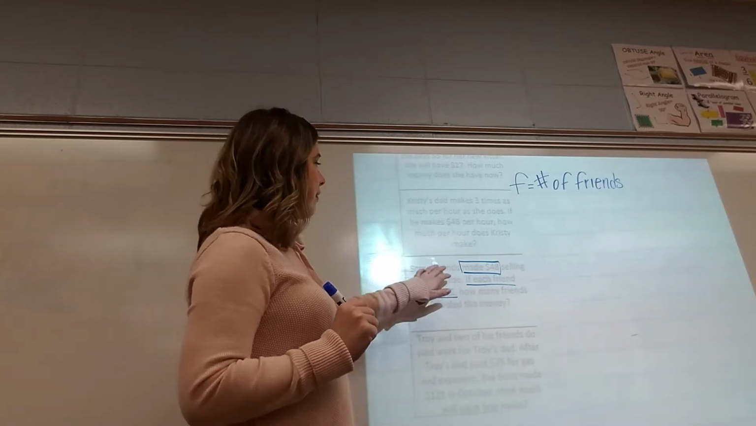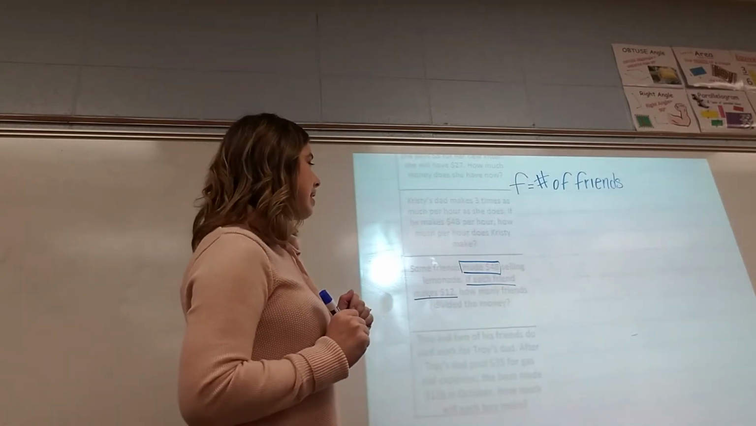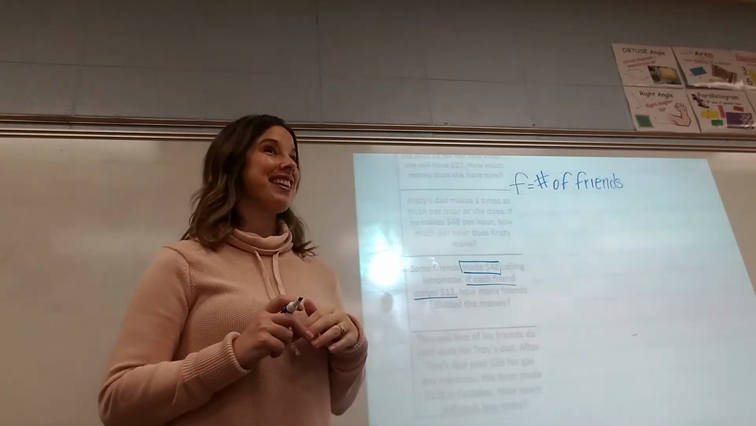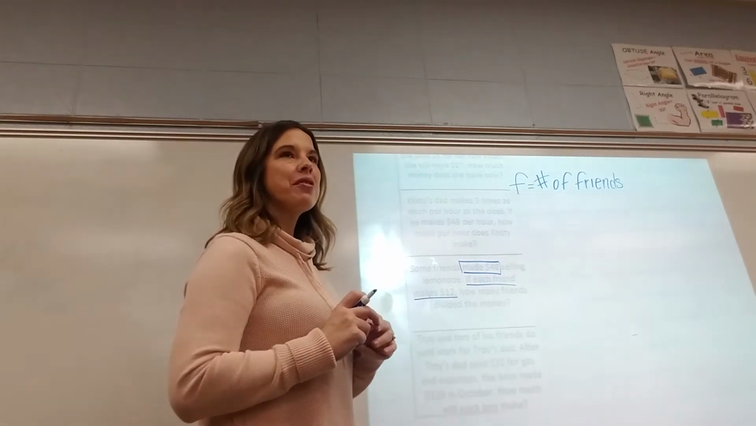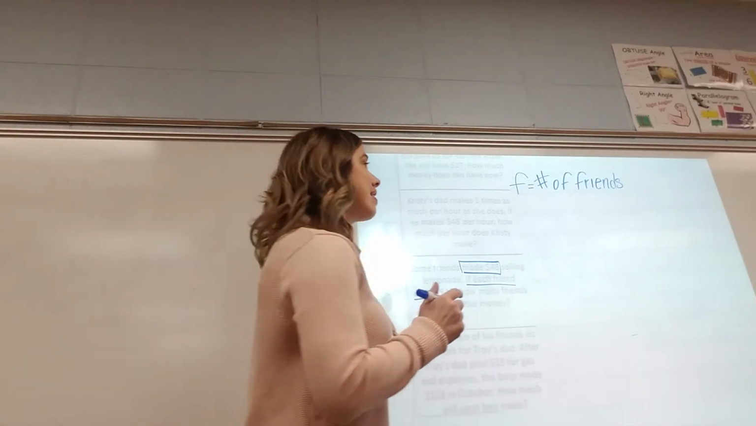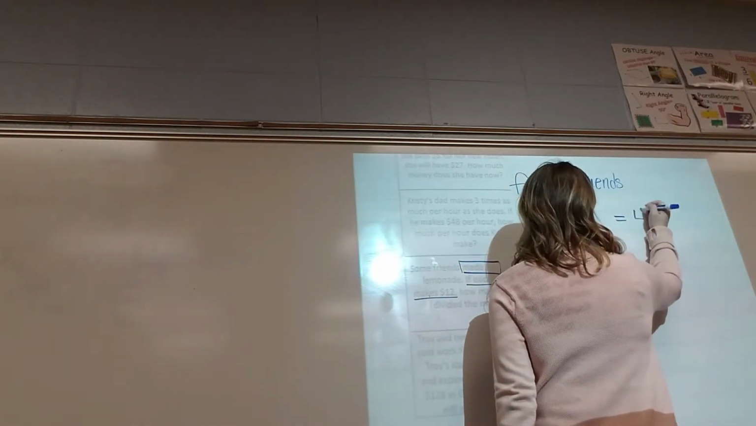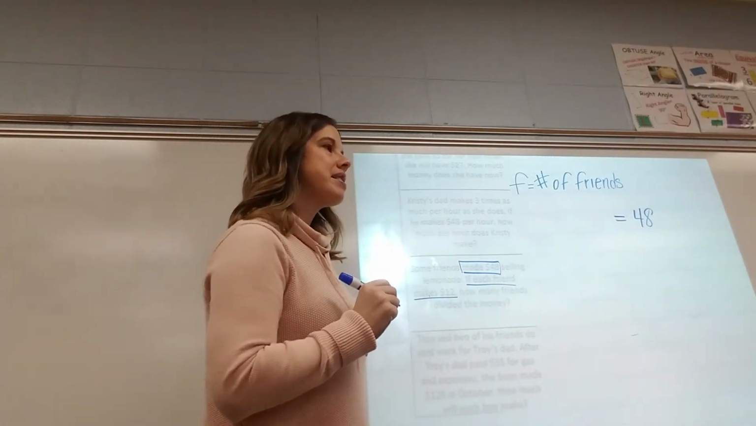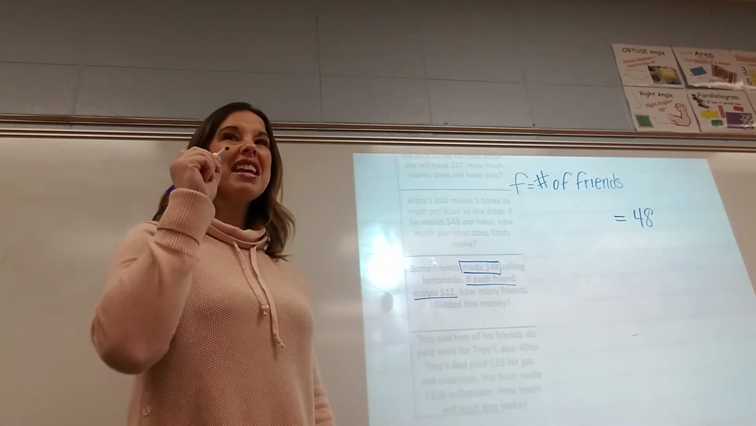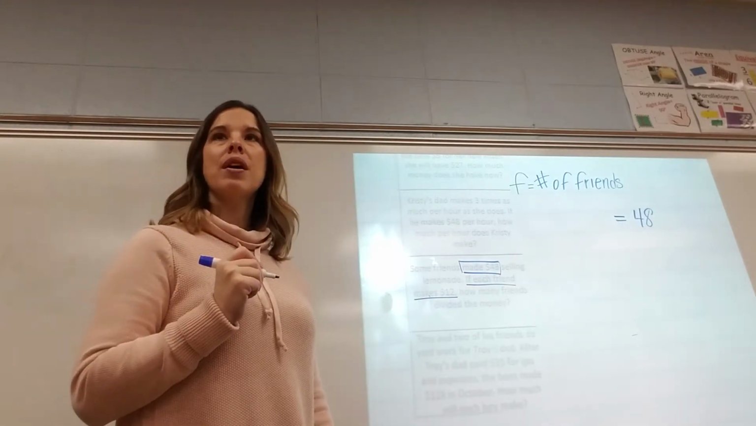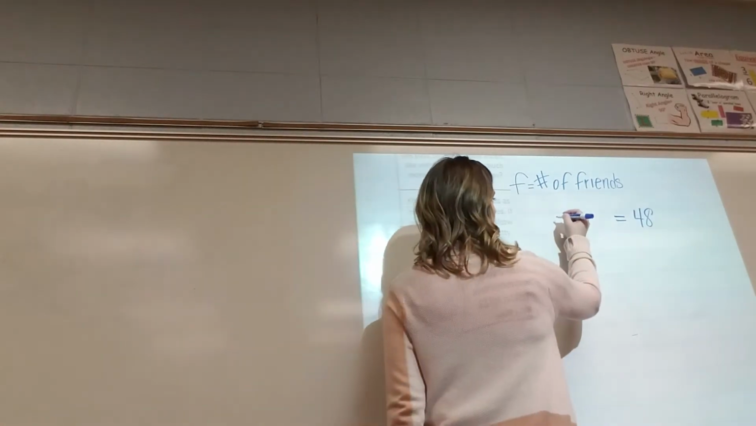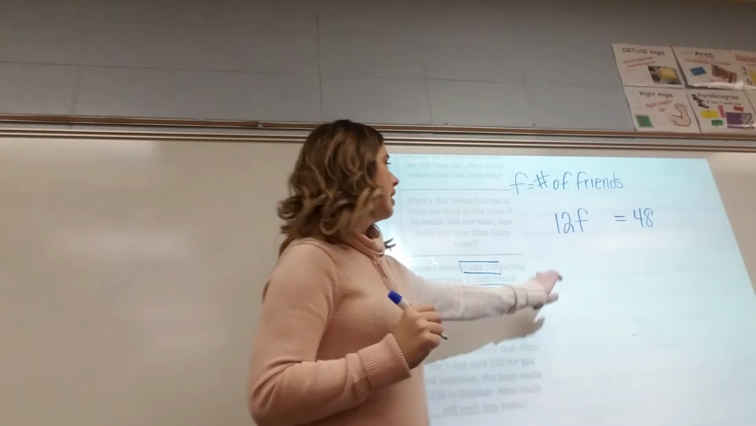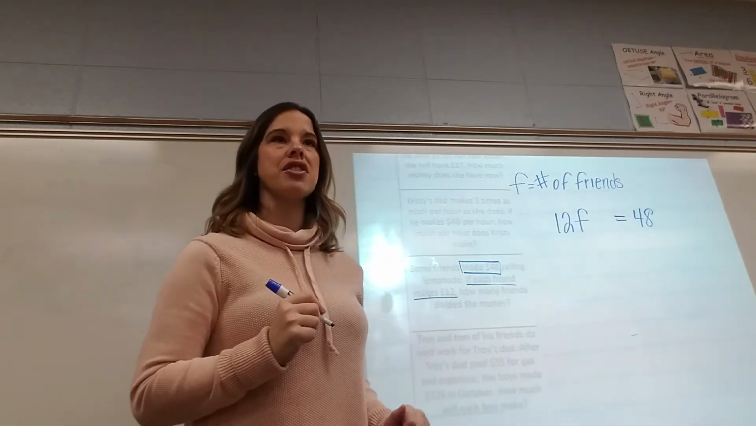Some friends made $48 selling lemonade. If each friend makes $12, how many friends divided the money? So this is tricky. How much total money do they make? $48. That's what our equation equals. And F stands for the number of friends. Each friend made $12, so I'm going to take the $12 times the number of friends equals $48. That's your equation.